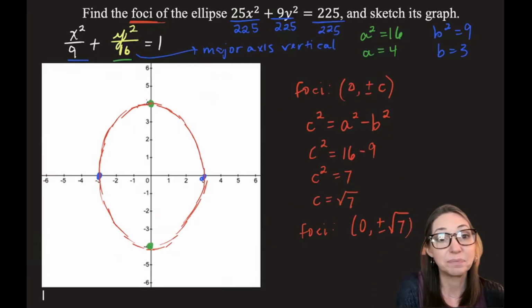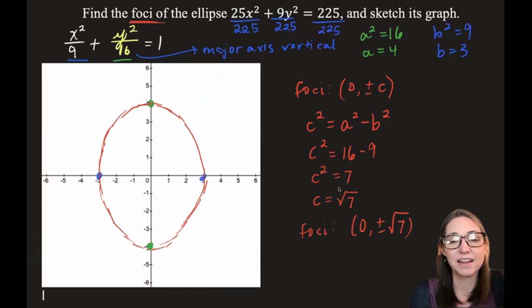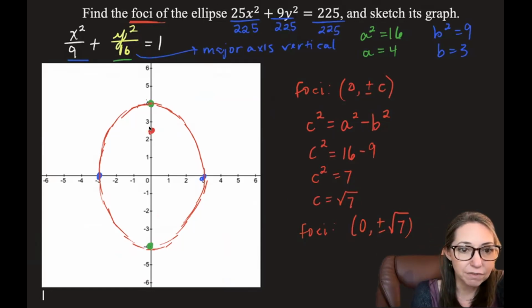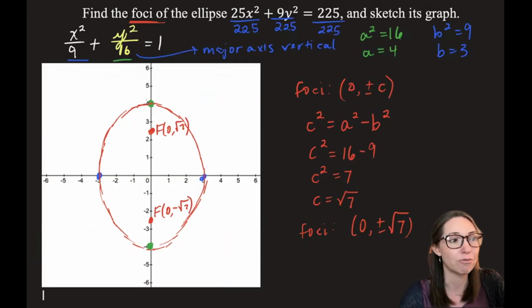For a quick estimation for plotting purposes, we know that the square root of 4 is 2, and the square root of 9 is 3. So between 2 and 3, there's our focus right there at 0, comma, square root of 7 approximately, and between -2 and -3, we have the other focus at 0, comma, negative root 7. And that is all for this problem.